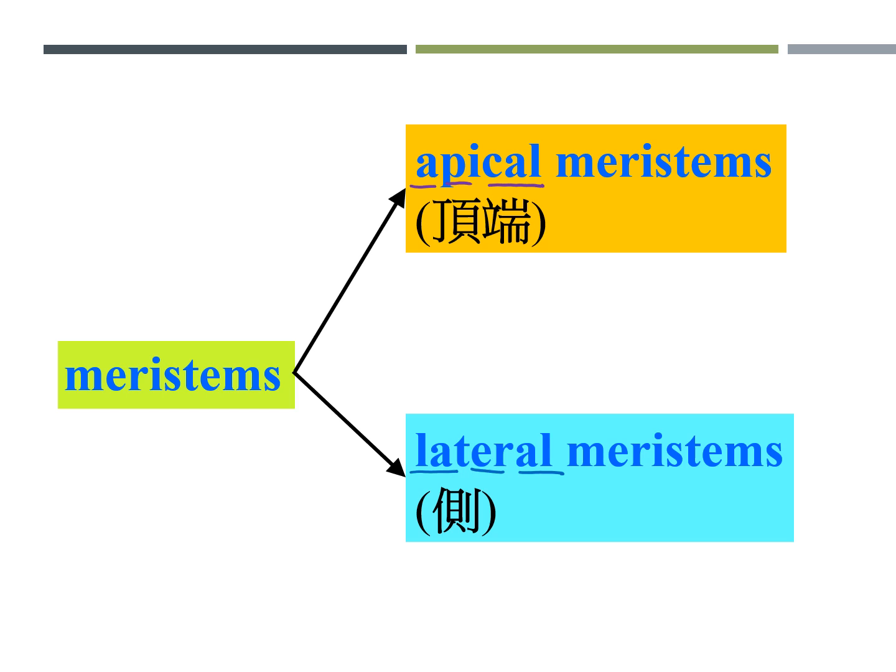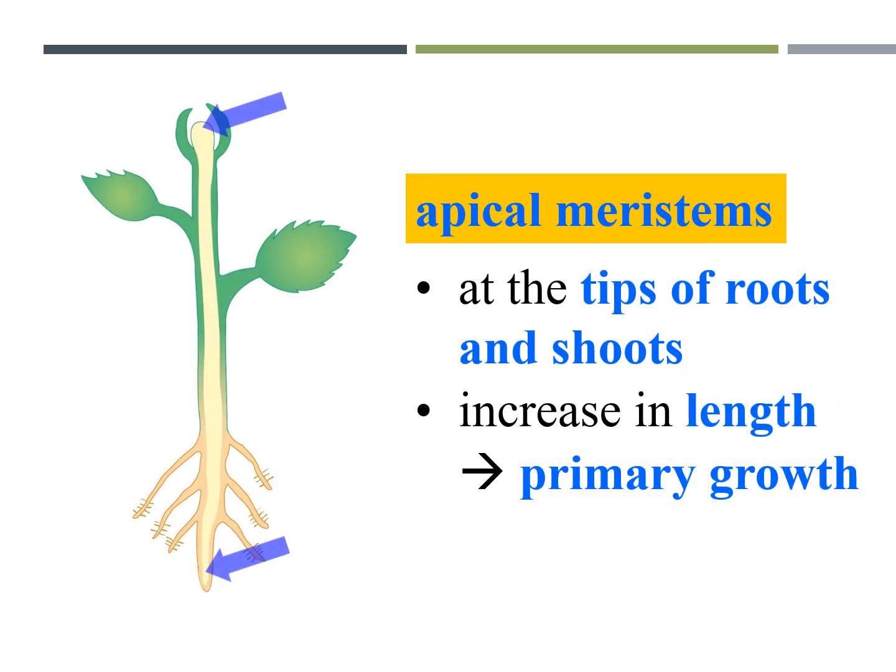Let's focus on the apical meristem first. Apical meristem can be found at the tip of the shoot and the tip of the root. It helps to increase the length and the height. We call this primary growth. This is the very first task a plant has to do when it first germinates, that is to increase in height or length, primary growth.